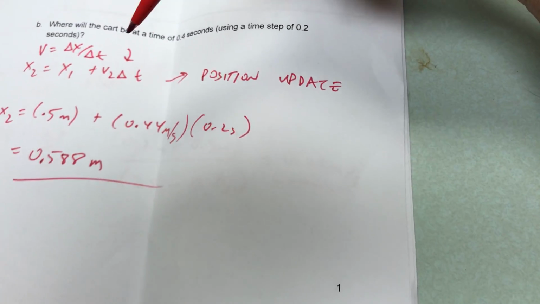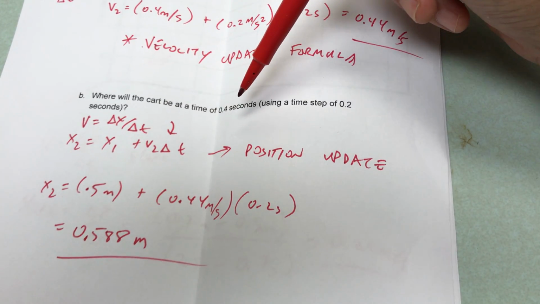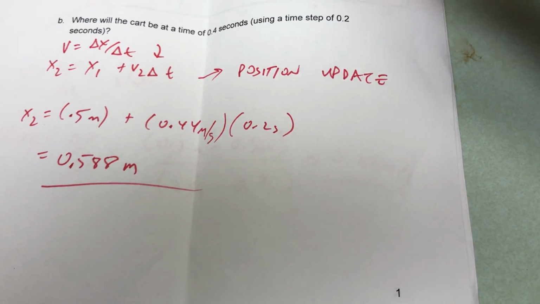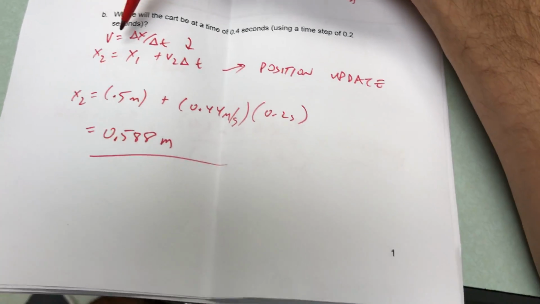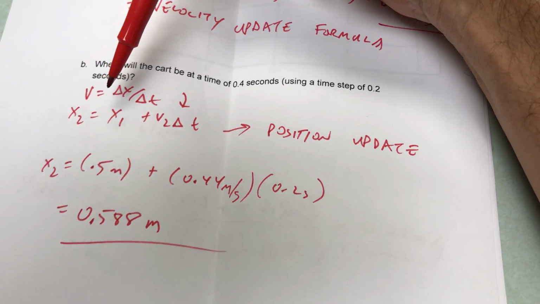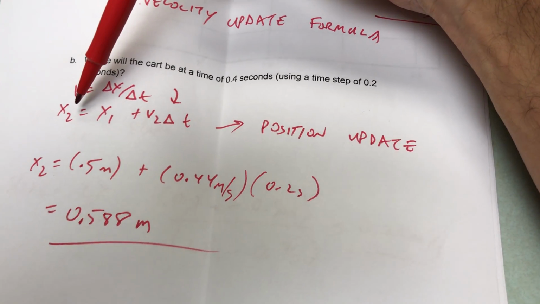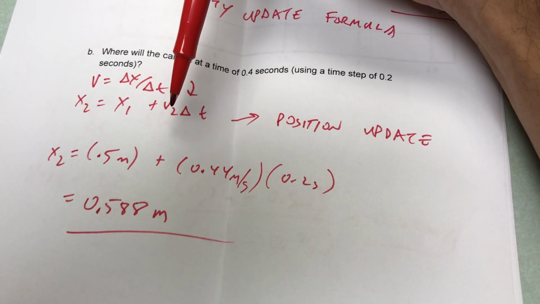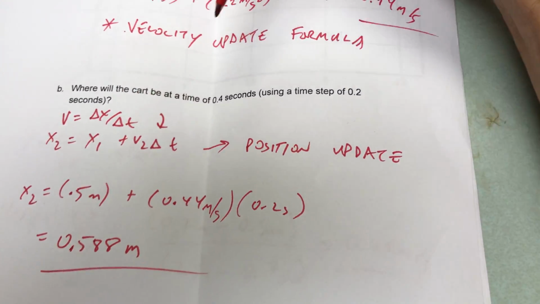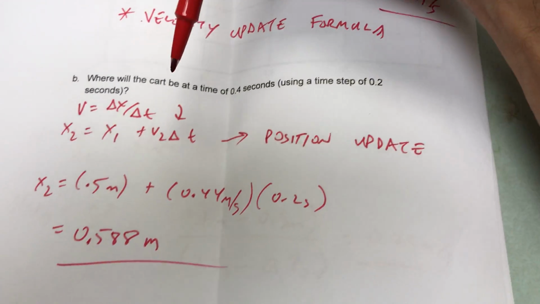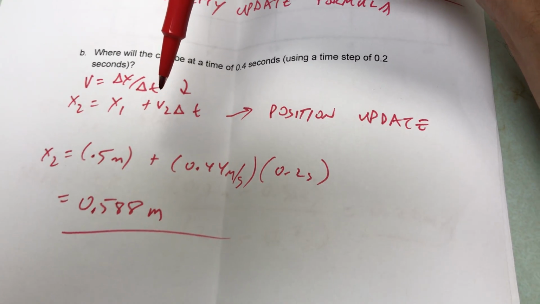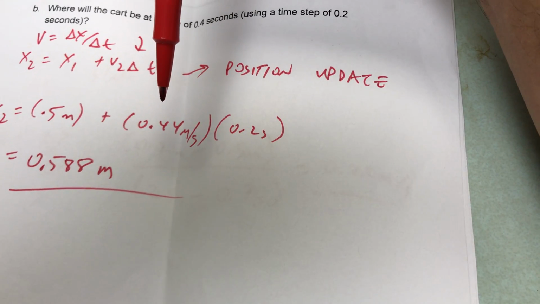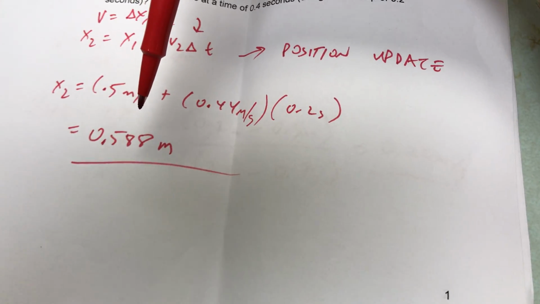Now the next question, where will the car be at 0.4 seconds? Now this one you could do two different ways. I'm going to do it the numerical calculation way. So here I'm going to say the definition of average velocity is the change in x over the change in t, and I get the position update formula. x2 is x1 plus v2, not the average. So I'm just going to use this velocity. You could use the average if you wanted to. So I put in 0.5 meters, I put in 0.44 meters per second, and 0.2 seconds, and I get 0.588.